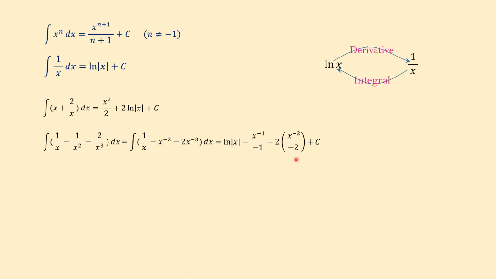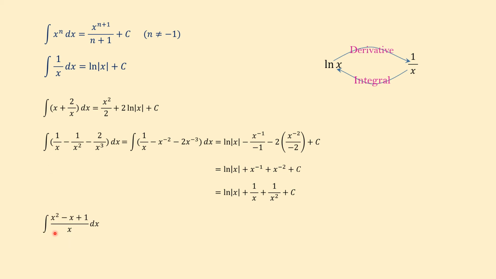If we simplify this answer, we have ln of absolute of x, negative here and negative here cancel each other, and so this expression is x to the negative 1. Negative 2 from the numerator and negative 2 from the denominator cancel each other, so negative 2 and negative 2 go away, and x to the negative 2 remains plus c. And if you want, you can rewrite x to the negative 1 and x to the negative 2 in fraction form, 1 over x and 1 over x squared. And so this is the answer of this integral.